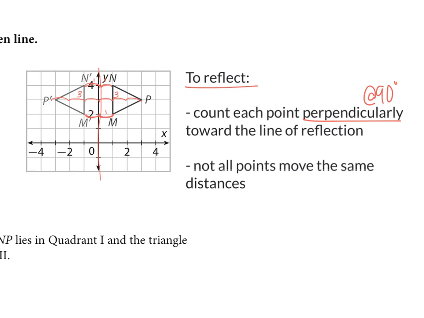Notice that that's different from when we did translation, because in translation, every point moves exactly the same way. And in reflection, that's not the case. See, obviously P moved further in that last example than M or N. All right, so let's try 1, maybe 2 examples together.